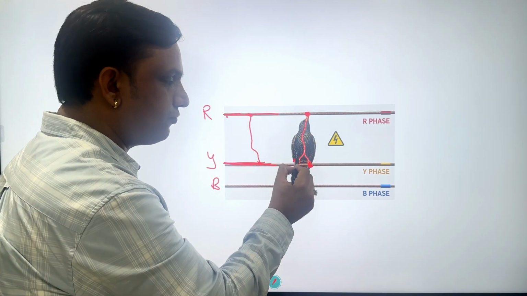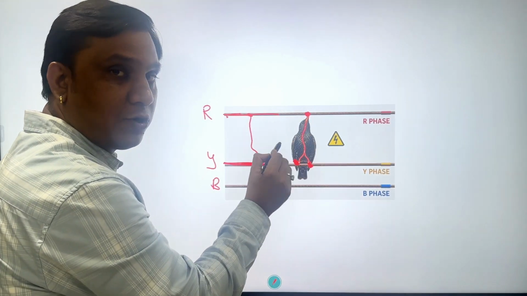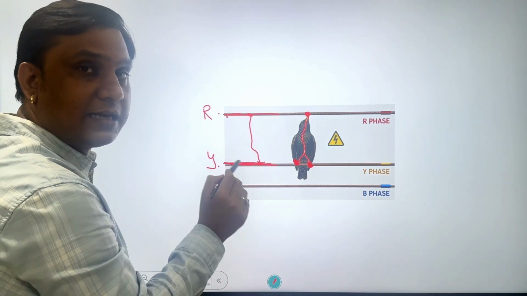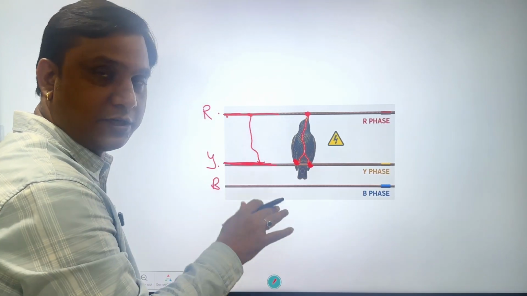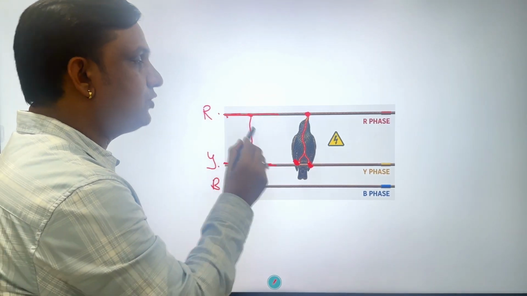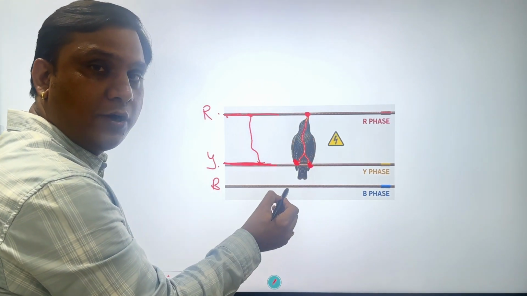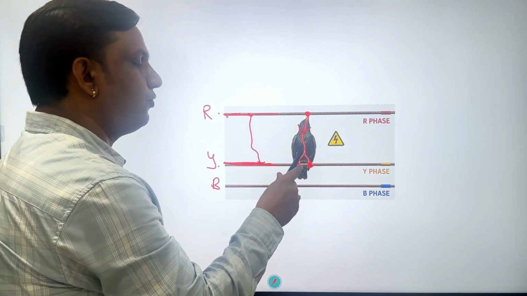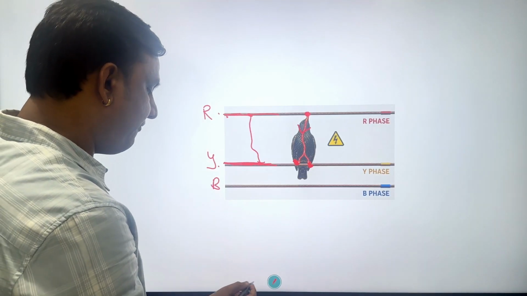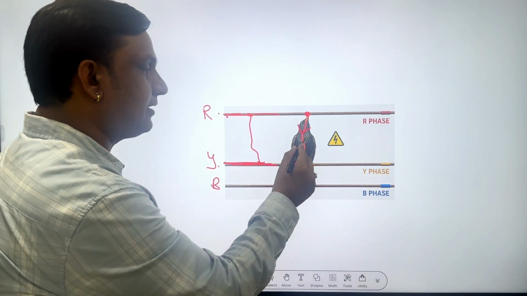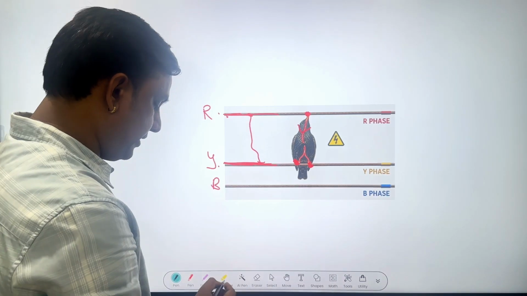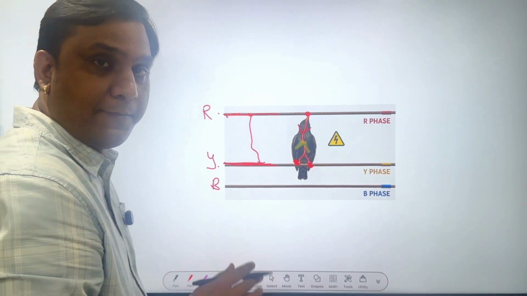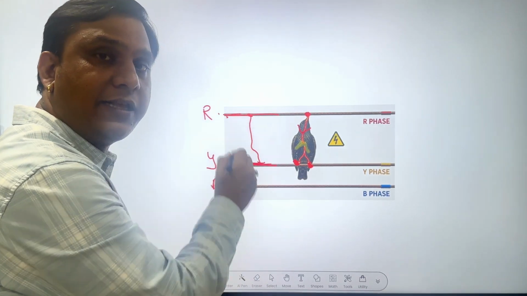And as soon as these two phases get short circuited, because there was a potential difference between these two phases, R phase and Y phase are not at the same potential. That is why now current has to flow. Current either has to flow in the direction, say, R to Y, or it has to flow in the direction of, say, Y phase to R phase. And that current will be very huge in amount, because directly we are short circuiting the three-phase line.